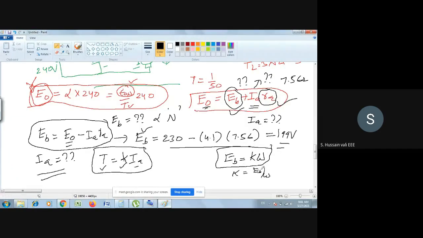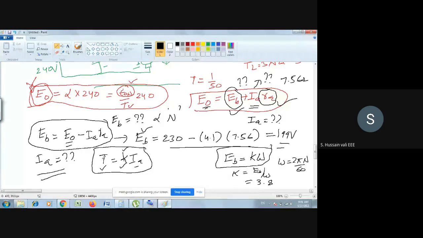What is omega? EB we found out as 199. Omega is equal to 2 pi N by 60. What is the N value? N value is 500 RPM. Then if you substitute that, the K value we get is, I think, 3.8. So K value we know.